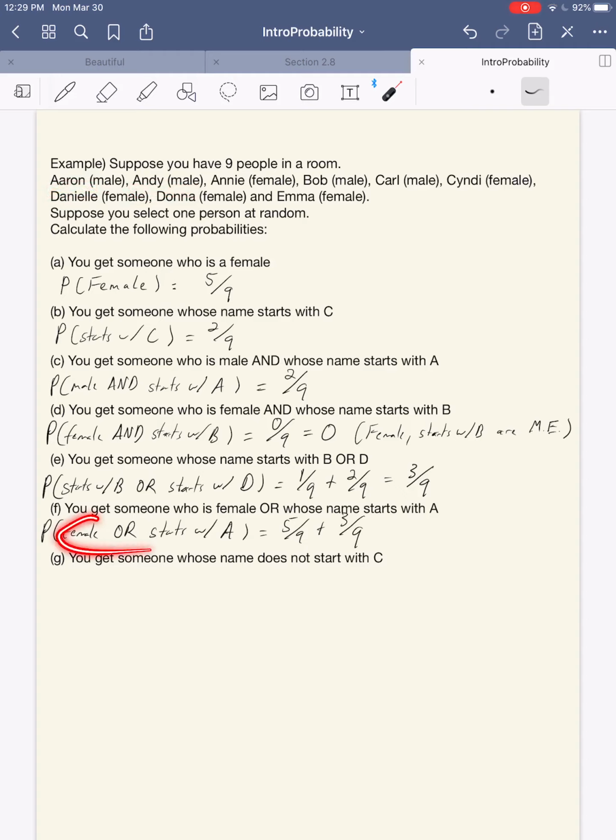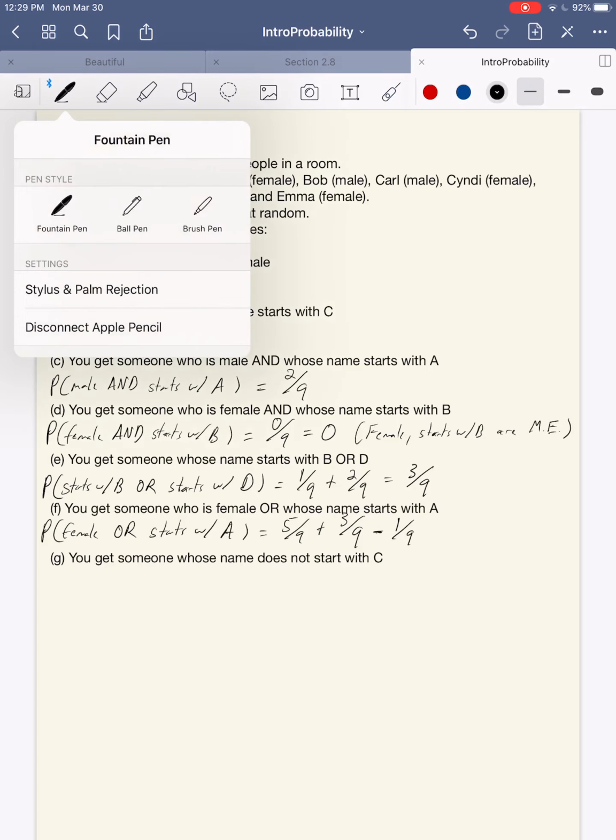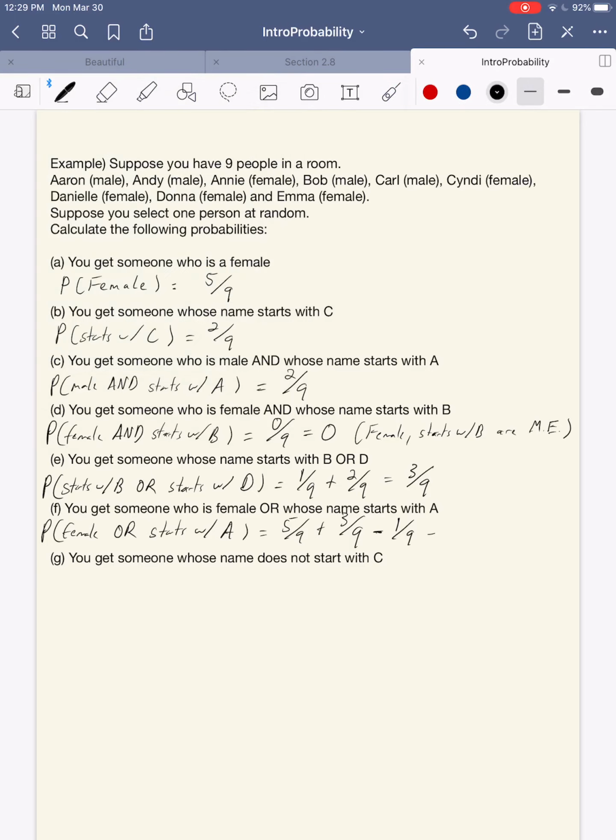Now, was there any overlap there? Was there anybody who was both female and started with A? Well, there was Annie, so we double counted her. So we need to subtract 1 out of 9, right? Because we counted her once when we counted all the females, Annie, Cindy, Danielle, Donna, and Emma. And then we counted her again when we did Aaron, Andy, and Annie as the people who started with A. So we need to remove her once, so she's only counted once. And then we should get here that this is equal to 7 over 9.